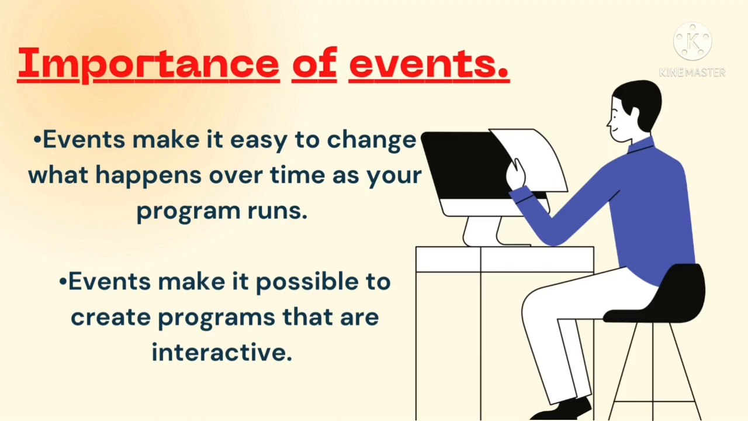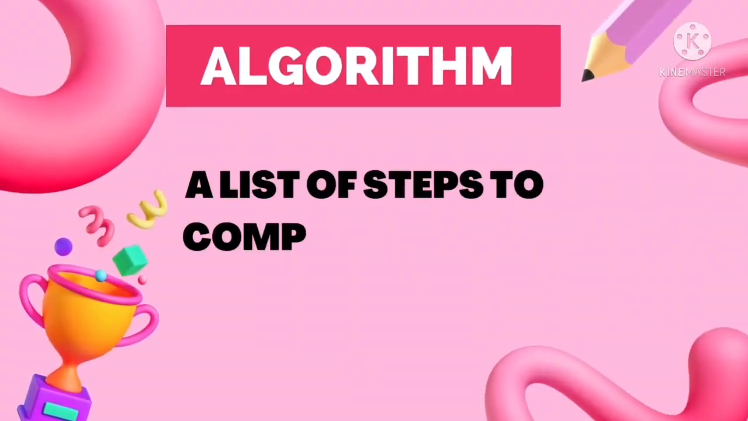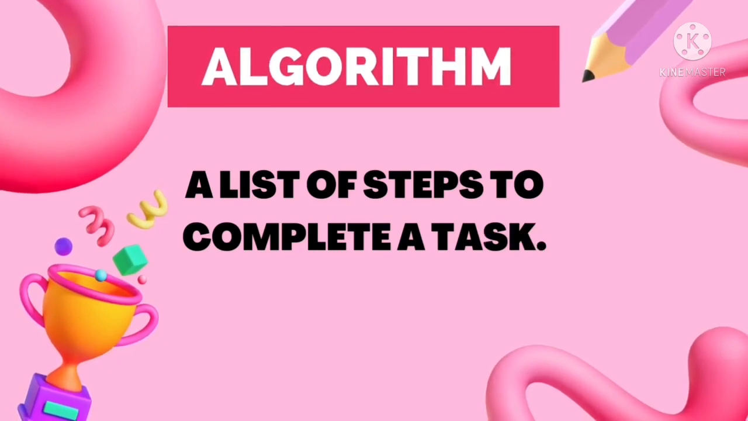Now let's take a look at the second new word for today's class. The second word for today's class is algorithm. An algorithm is a list of steps to complete a task.